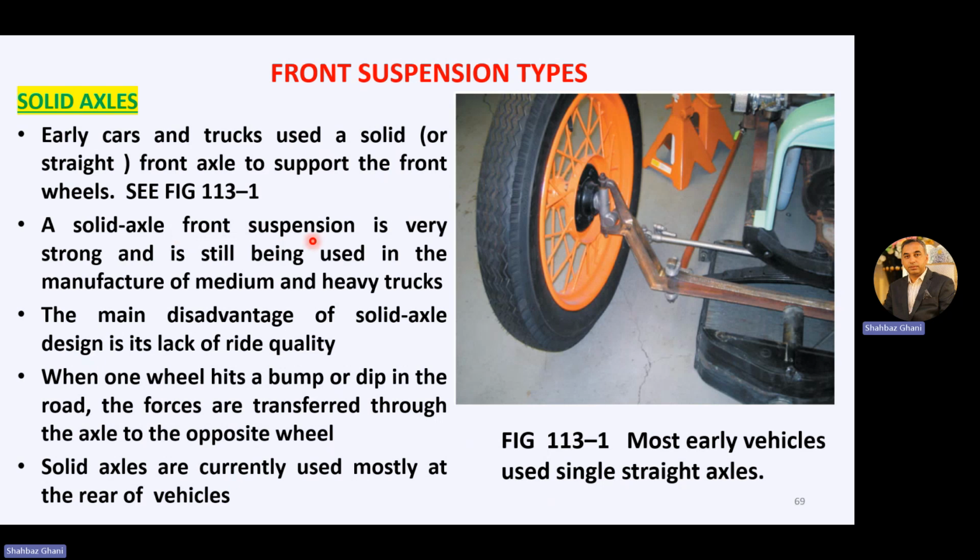A solid axle front suspension is very strong and is still being used in the manufacturing of medium and heavy trucks. The main disadvantage of the solid axle design is its lack of ride quality. When one wheel hits a bump or dip in the road, the force is transferred through the axle to the opposite wheel. Solid axles are currently used mostly at the rear of the vehicle. Previously, it was used in the front suspension system, but now it is used in the rear suspension system.